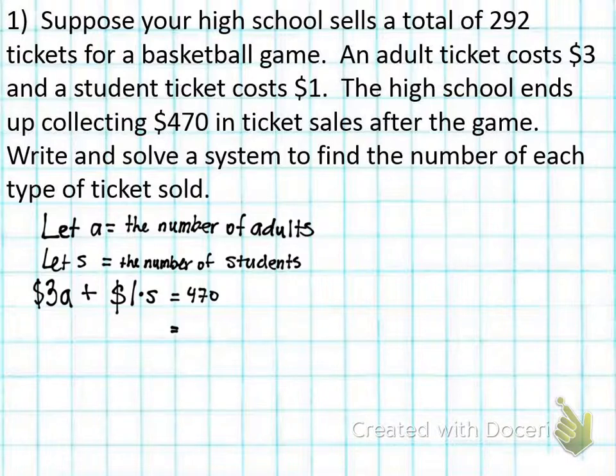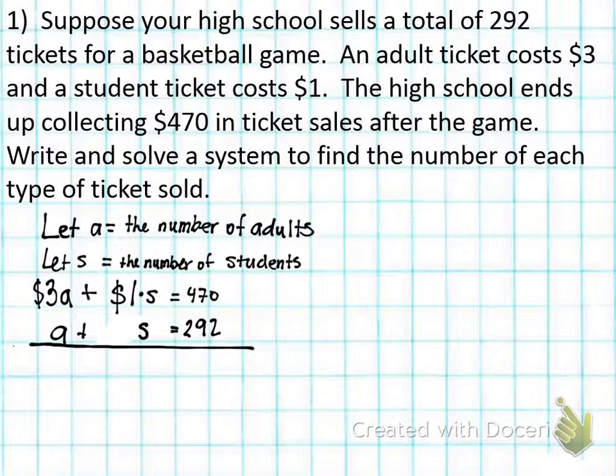Good. How many people came, everyone? 292. Do we know how many adults came? No. Do we know how many students came? No, but do we know how many total people came? Yes. So, good. So, couldn't we say that the number of adults plus the number of students is 292? Would you agree with that? Good. Couldn't we solve this now? Didn't we do this for the last 4 days? Yeah, what variable would you eliminate? A's or S's? S is good.